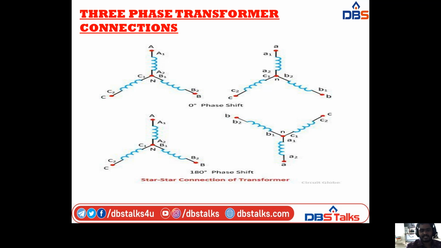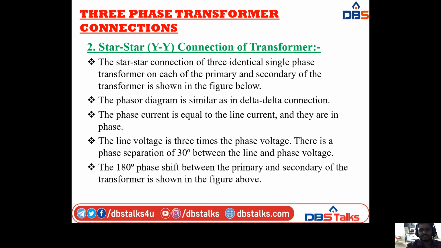The first diagram is for the 0 degree phase shift, and the second diagram is for the 180 degree phase shift. In the 180 degree phase shift, the secondary winding of the three-phase transformer is reversed. There is no change in the primary. The phasor diagram is similar to the delta to delta connection.